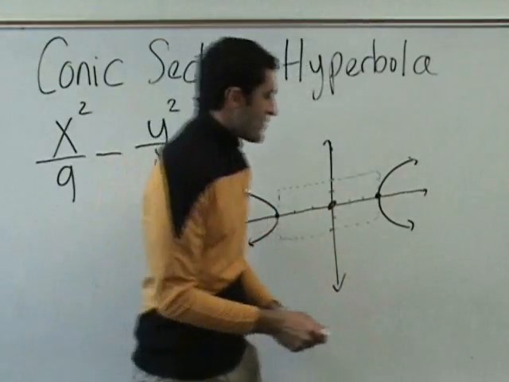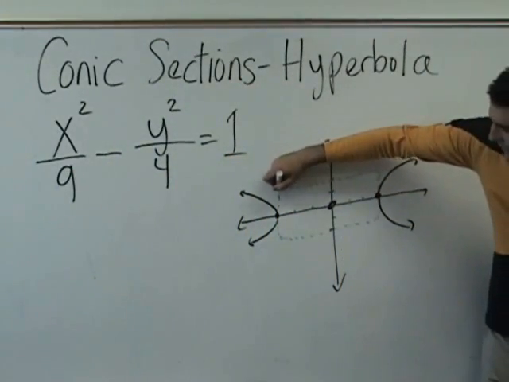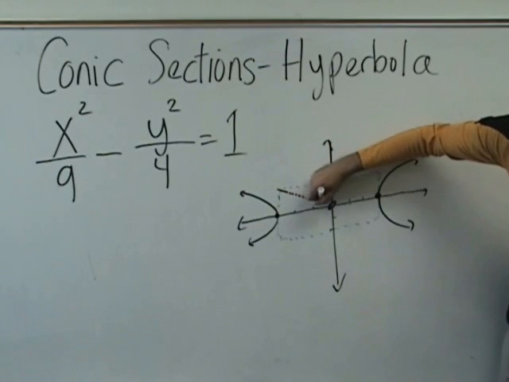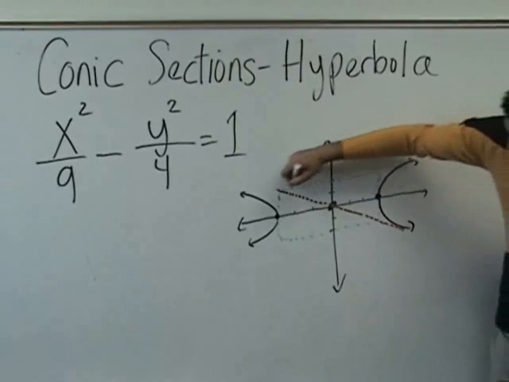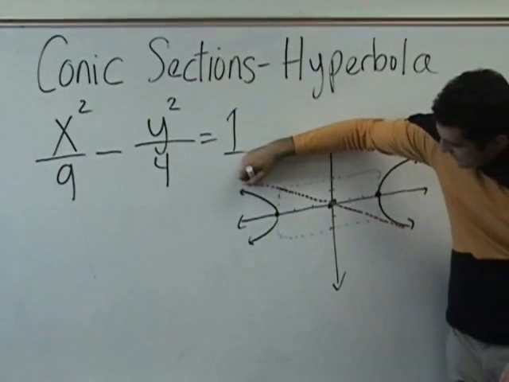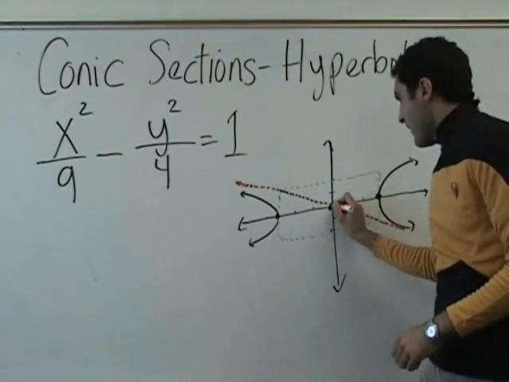Okay, asymptotes. Asymptotes are lines that the hyperbola will never touch. They are the diagonals of this rectangle. So please draw those. The diagonals of the rectangle are here. And the hyperbola will never touch these lines. And what's it called? Asymptotes. I'm going to write that.